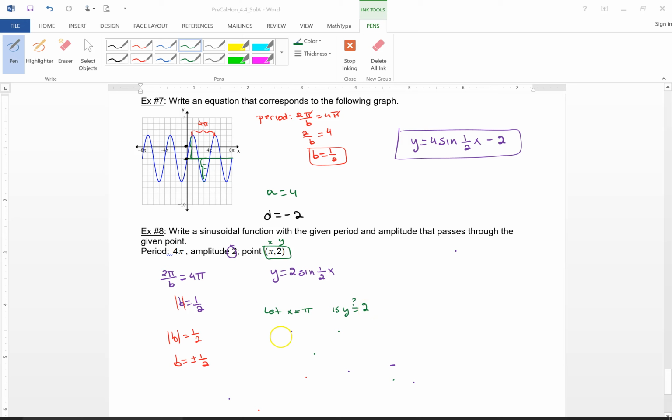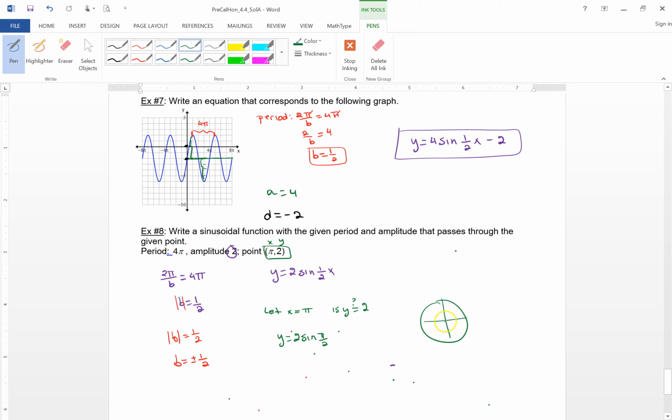So let's just see that. y is equal to 2 sine of pi over 2. Sine of pi over 2, right? Pi over 2 is here. The y value is 1 at that point. So this is equal to 2 times 1, which is in fact equal to 2. That means we have the right value of b. So that means this is the final answer.